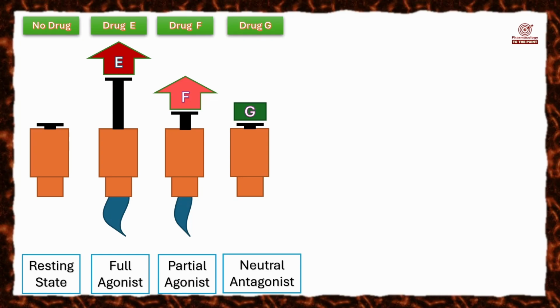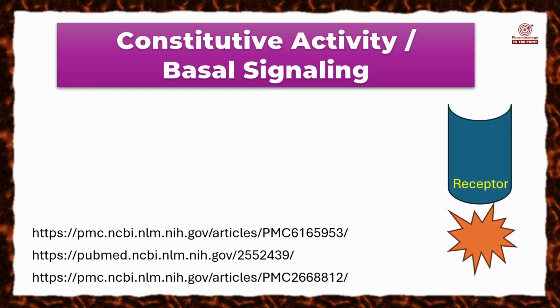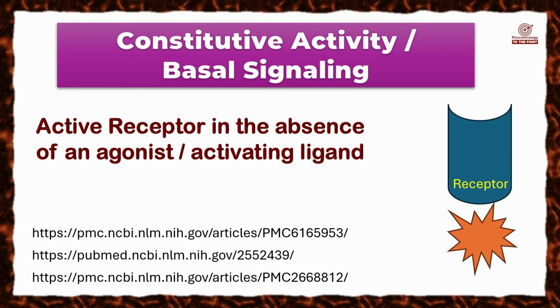Therefore, based on traditional receptor theory, only a ligand or drug with affinity and efficacy could activate a receptor from its resting state. However, in the 1980s, receptor activity independent of a ligand was discovered. This figure represents our little active receptor, but there is no ligand attached to it. This is called basal signaling or constitutive activity. Here are some relevant scientific papers you can refer to for further reading.